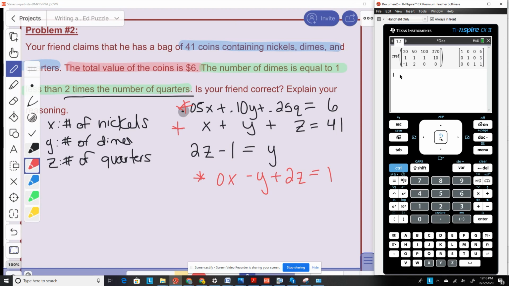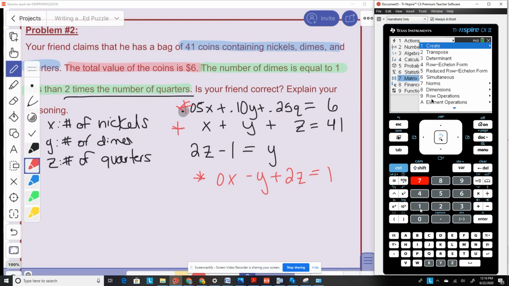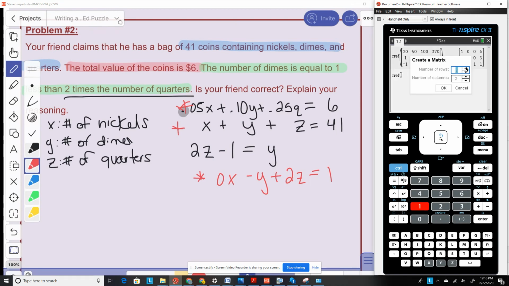So my 3 equations that I have are these 3. Now back to your calculator. Menu, matrix, reduced row echelon form. Create a matrix. And we are working with 3 by 4s. Remember, 3 stands for the number of equations, 4 is the number of columns I want. So 0.05, 0.10, 0.25, and he had $6 total. 1, 1, 1, 41. And the last one, 0, negative 1, 2, and 1.